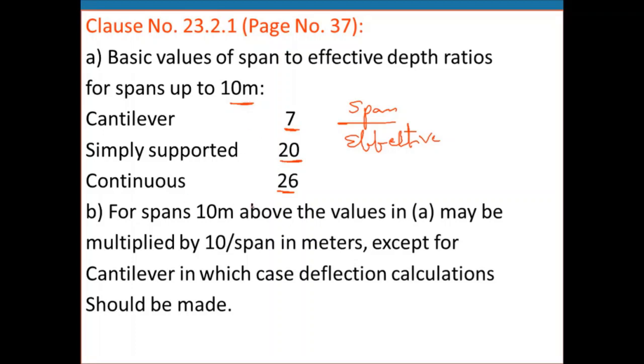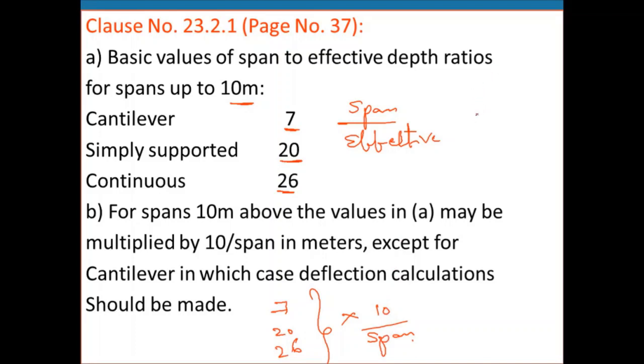Now if the span is greater than 10 meter, these values, that means 7, 20 or 26, have to be multiplied with 10 by span. So whenever the span is greater than 10 meters, whatever the values are given, they have to be multiplied with 10 by span.